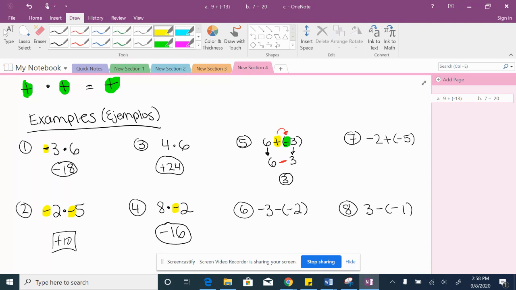Here we have parentheses. Aquí tenemos los paréntesis. We have negative and negative. Tenemos un negativo y un negativo. When there are two negatives and we multiply, cuando hay dos negativos y multiplicamos, these change to positive. Esos cambian a positivo. They change because two negatives is a positive when we multiply. Esos cambian porque dos negativos cuando multiplicamos es igual a positivo. Bring down the numbers. Bajamos los números.